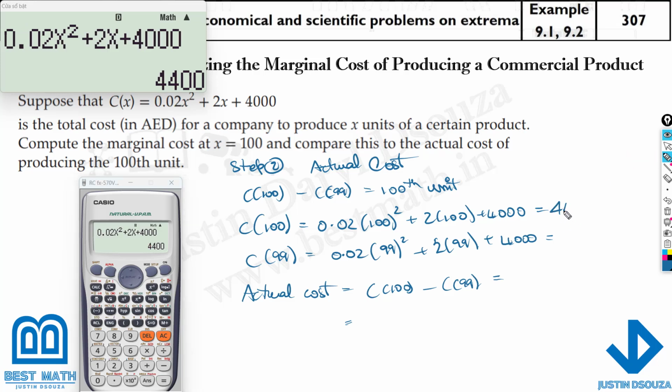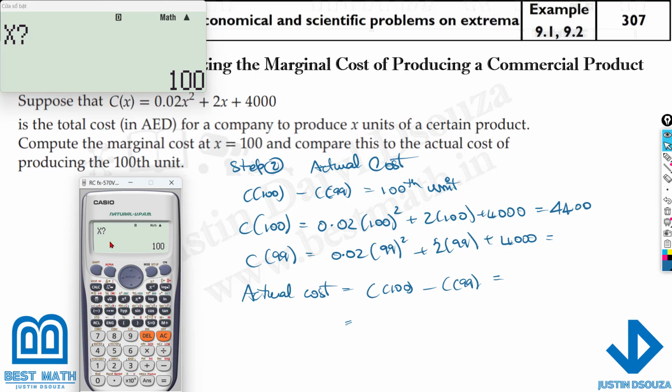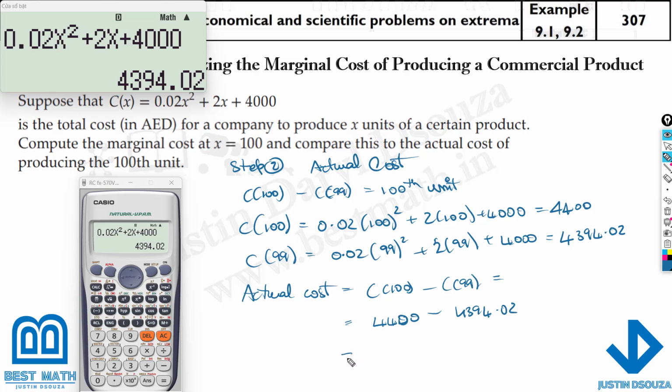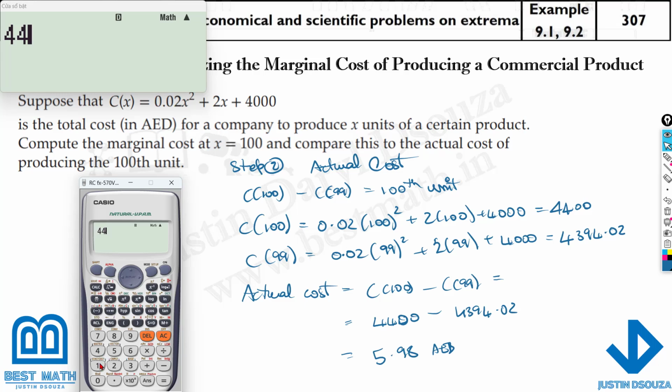So over here we get 4400. And then change this to 99. Calculate it at 99. So we get the value of total cost produced for 99 units, that is 4394.02. So all you need to do is subtract 4400 minus 4394.02. It is 5.98 dirhams, sorry, not 6. So that is it. Now you can just do it in the calculator: 4400 minus the previously stored answer. The answer will be 5.98 dirhams.